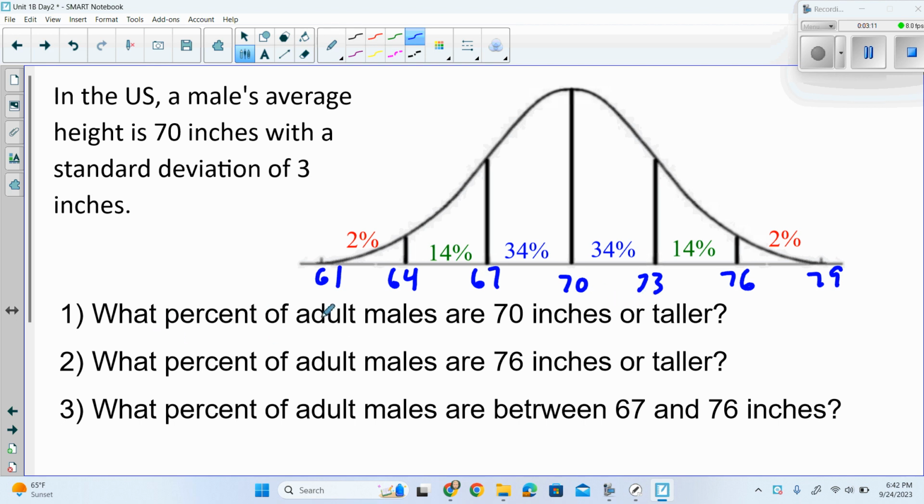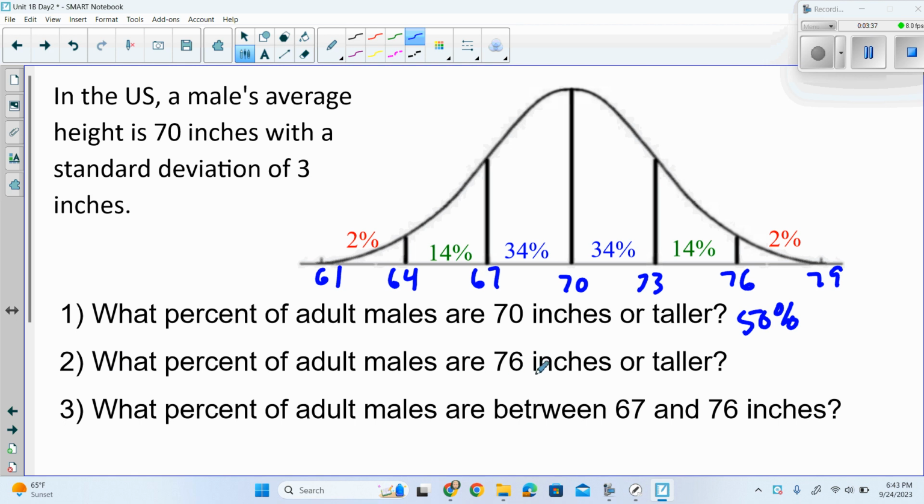So let's answer the questions. What percent of adult males are 70 inches or taller? We typically include the data value, like the 70, and below. So typically we'd say greater than 70 inches. Could be a very small amount. But anyway, bigger than 70 inches, the mean's right there in the middle. So 50% is above, 50% is below.